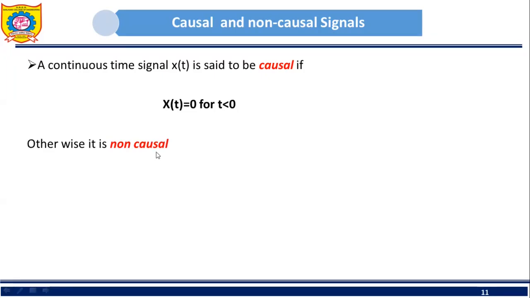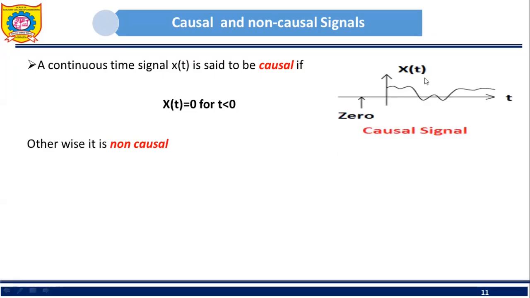Let's try to understand it with the help of diagram. So see this signal x of t. This is a signal which depends on variable t. So t is independent variable. If you observe this signal, you will come to know that value of this signal is 0. See here, value of this signal is 0 for all values of t which are less than 0. So that's why this signal should be considered as causal.